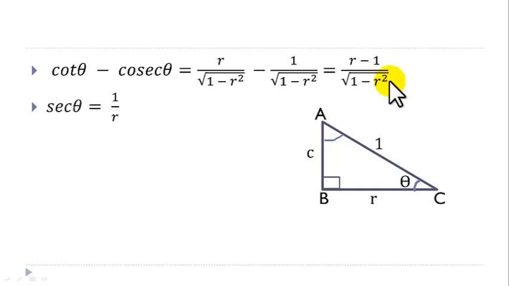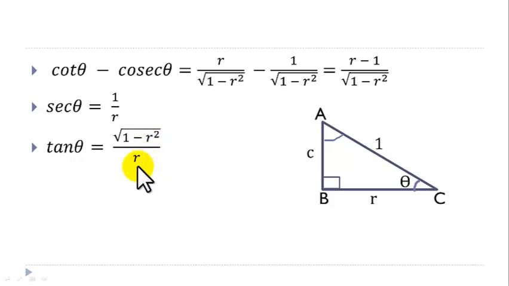Let us now obtain sec theta. Sec theta is hypotenuse all over the adjacent. That's 1 all over r. We also find tan theta. Tan theta is opposite all over the adjacent. That is the square root of 1 minus r squared over r.